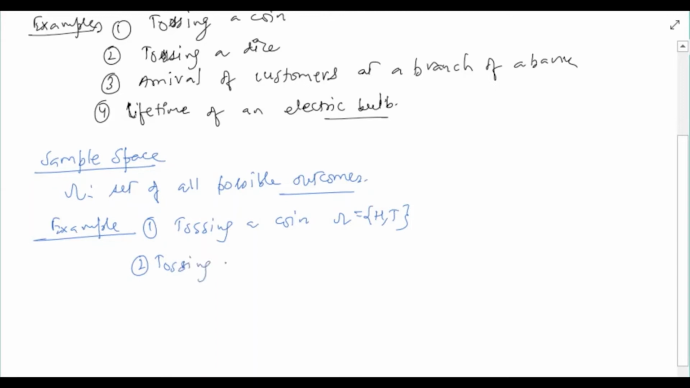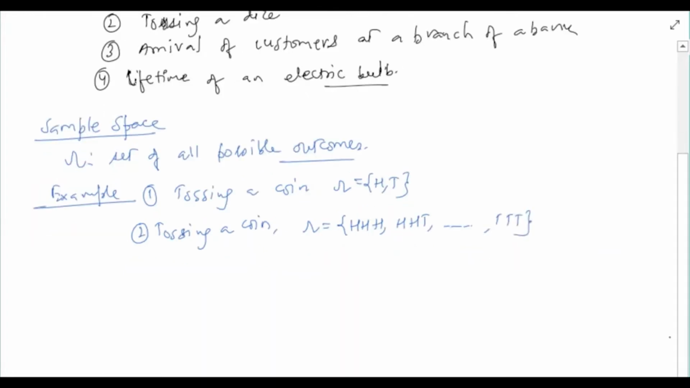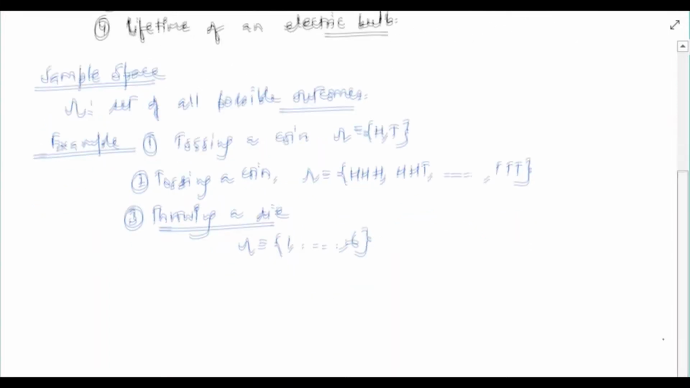Tossing a coin thrice, the same coin, if I toss it thrice, now my sample space is the set of tuples of the type HHH, HHT, dot dot dot, etc., TTT. So there will be 8 such combinations. Say throwing a die, now my sample space will be 1 to 6. This is the set of all possible outcomes.